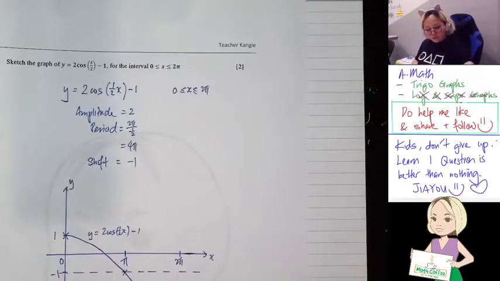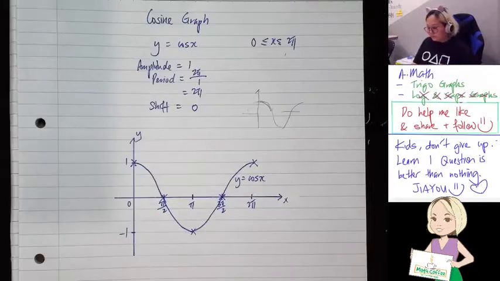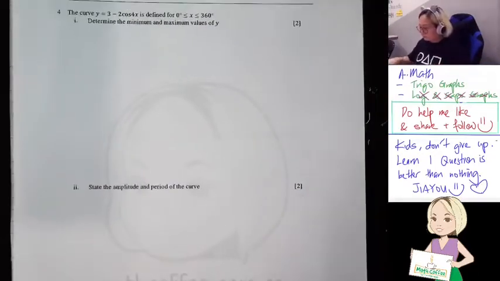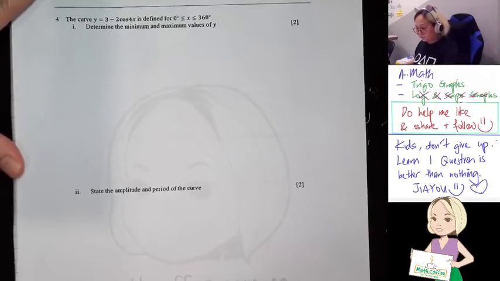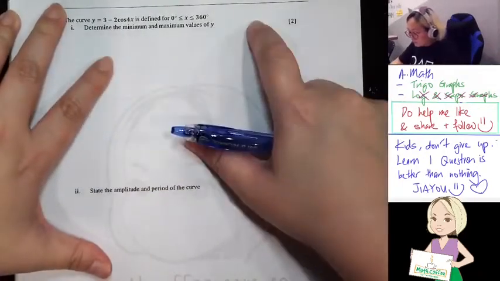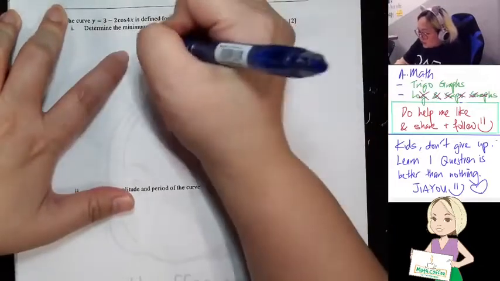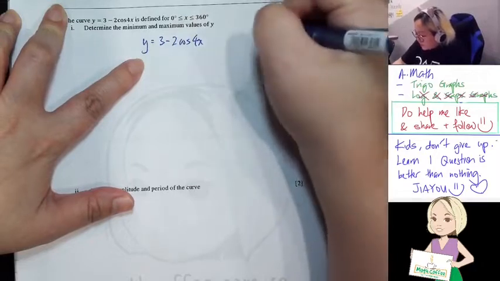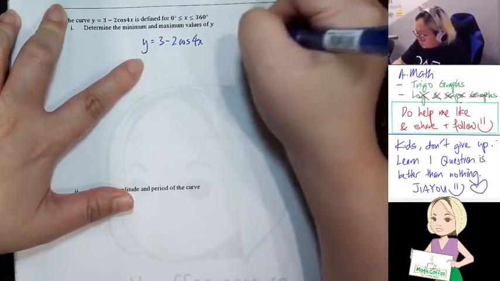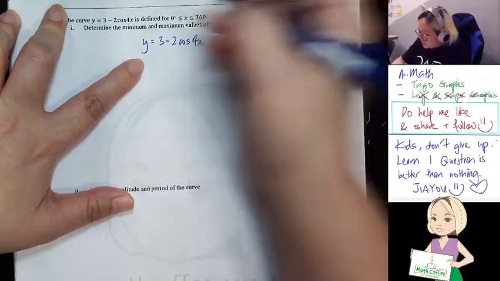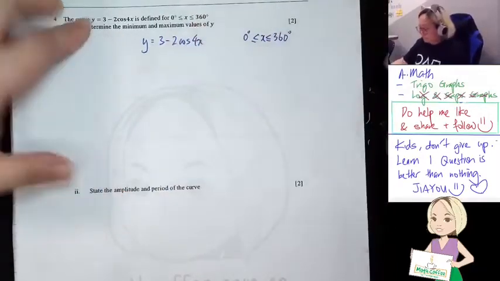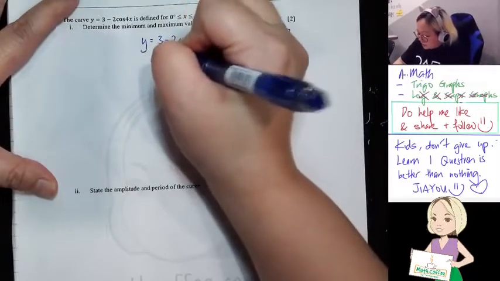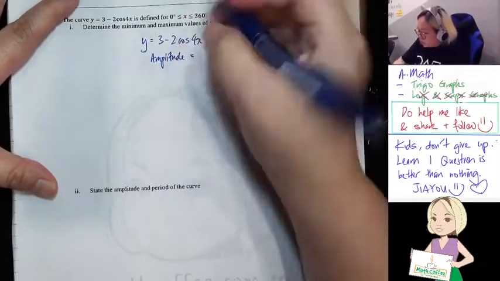Okay, let's move on. Let's draw one more cosine graph. So this one is y equals 3 minus 2 cosine 4x. They asked me to draw from x between 0 to 360 degrees. So they want to know what's the maximum and minimum. So let's find out the amplitude first. Amplitude for this case, again, is 2, but you see there's a minus.